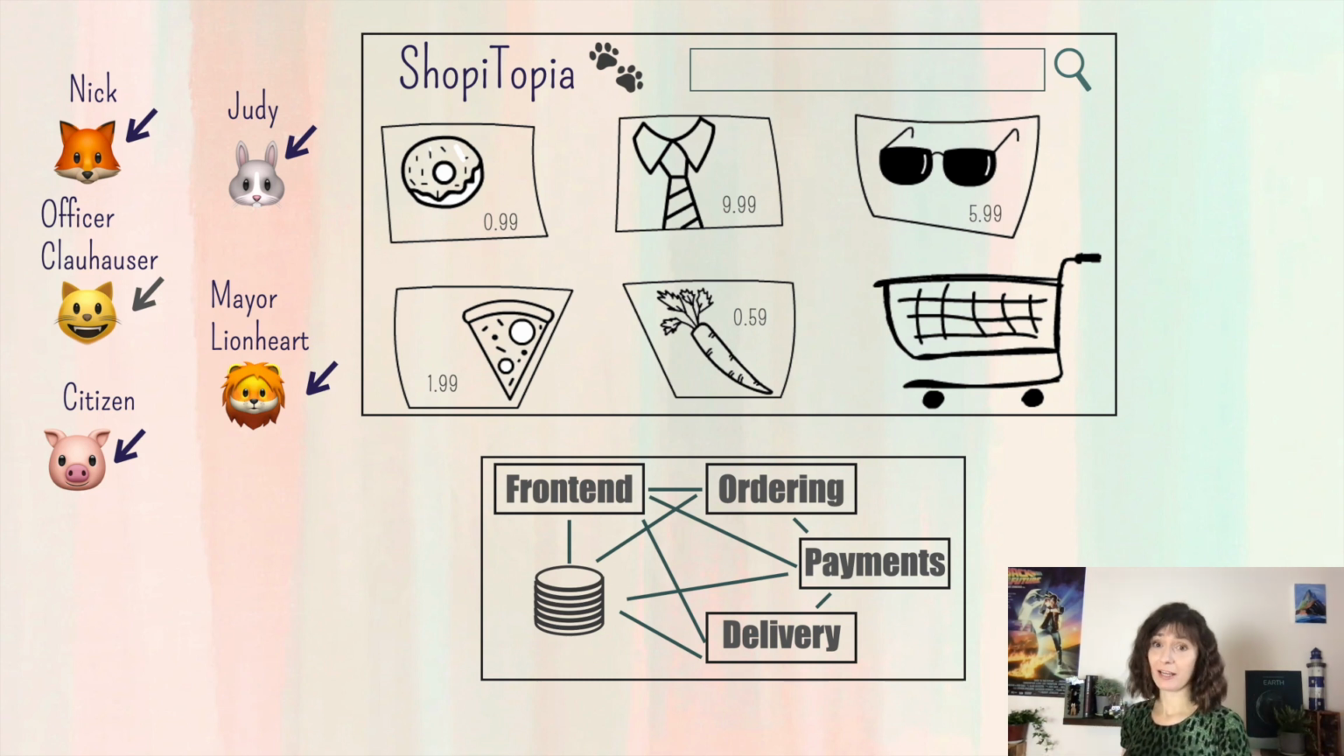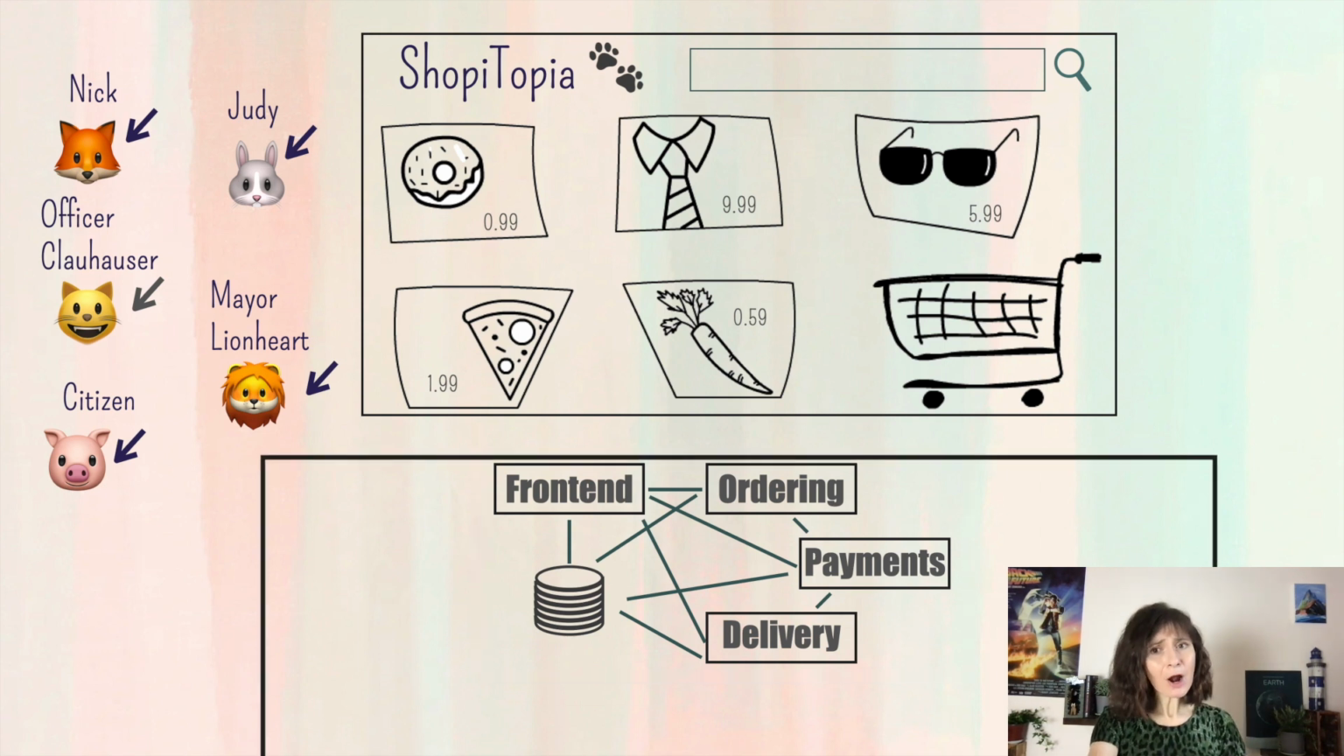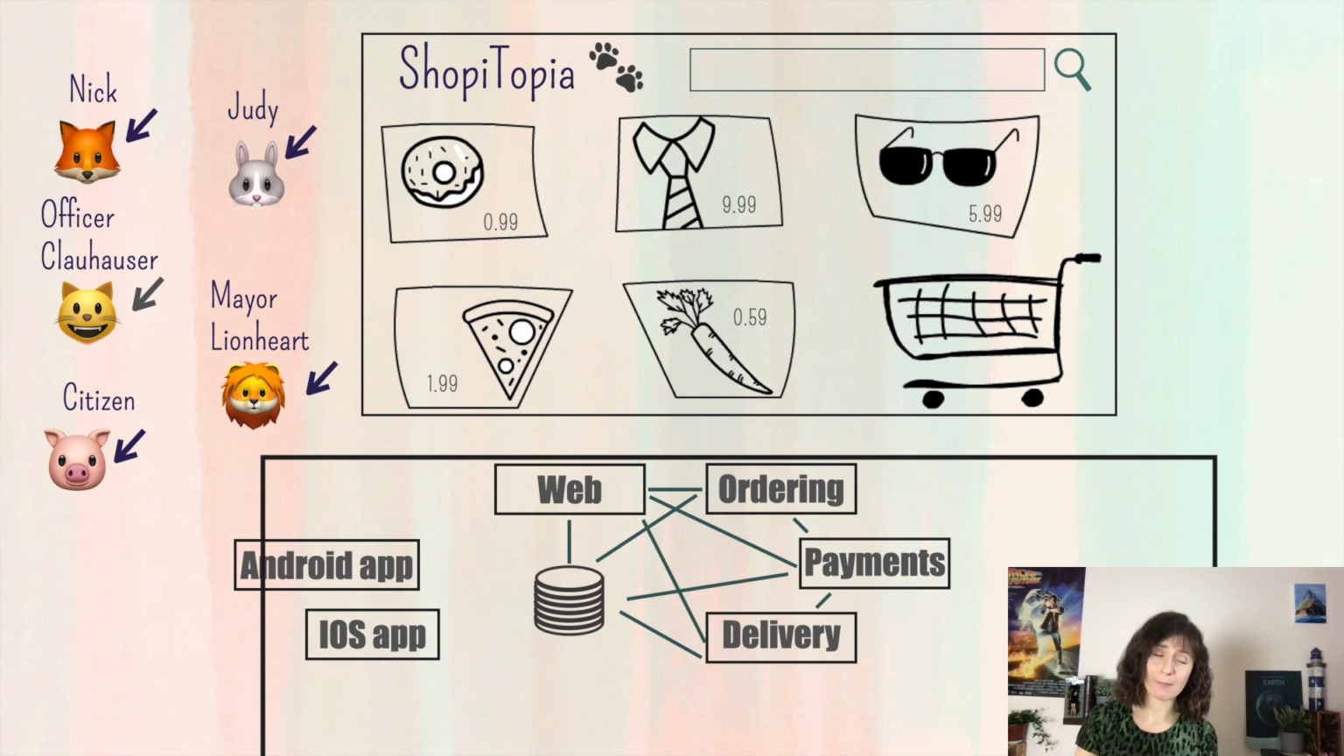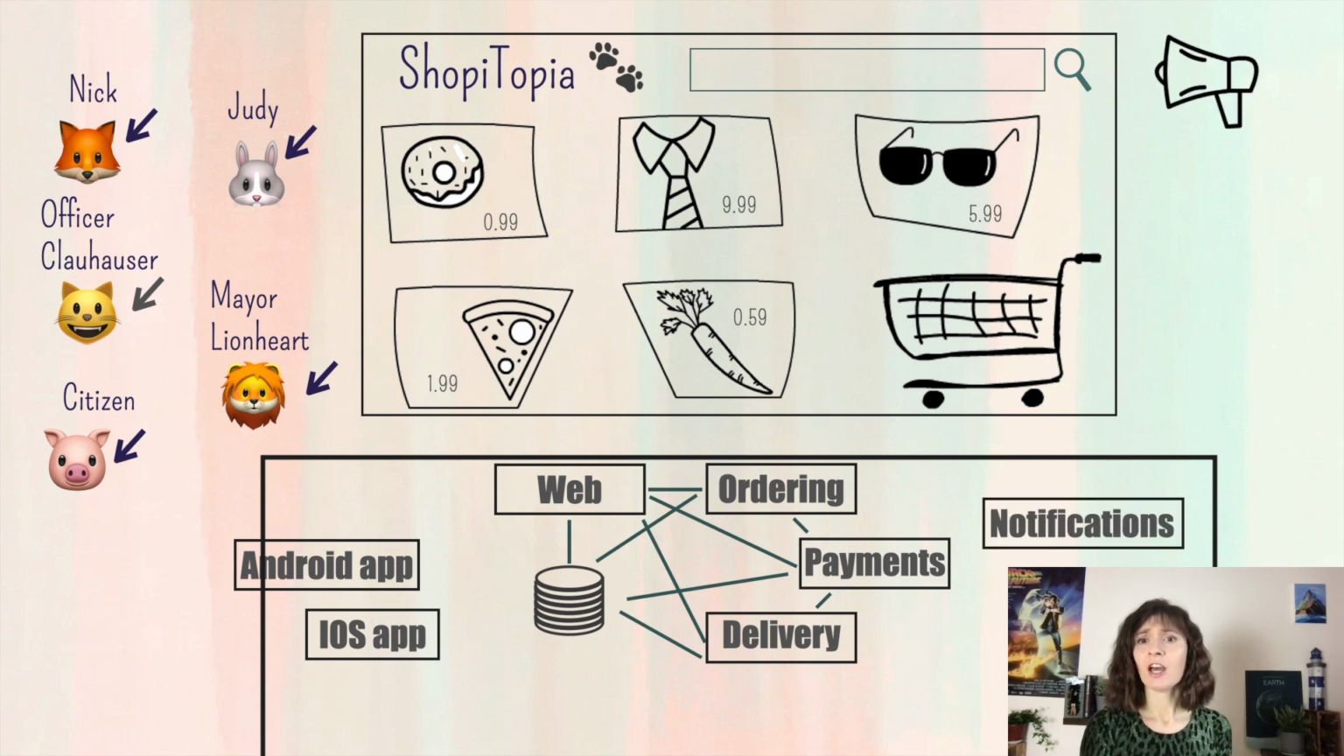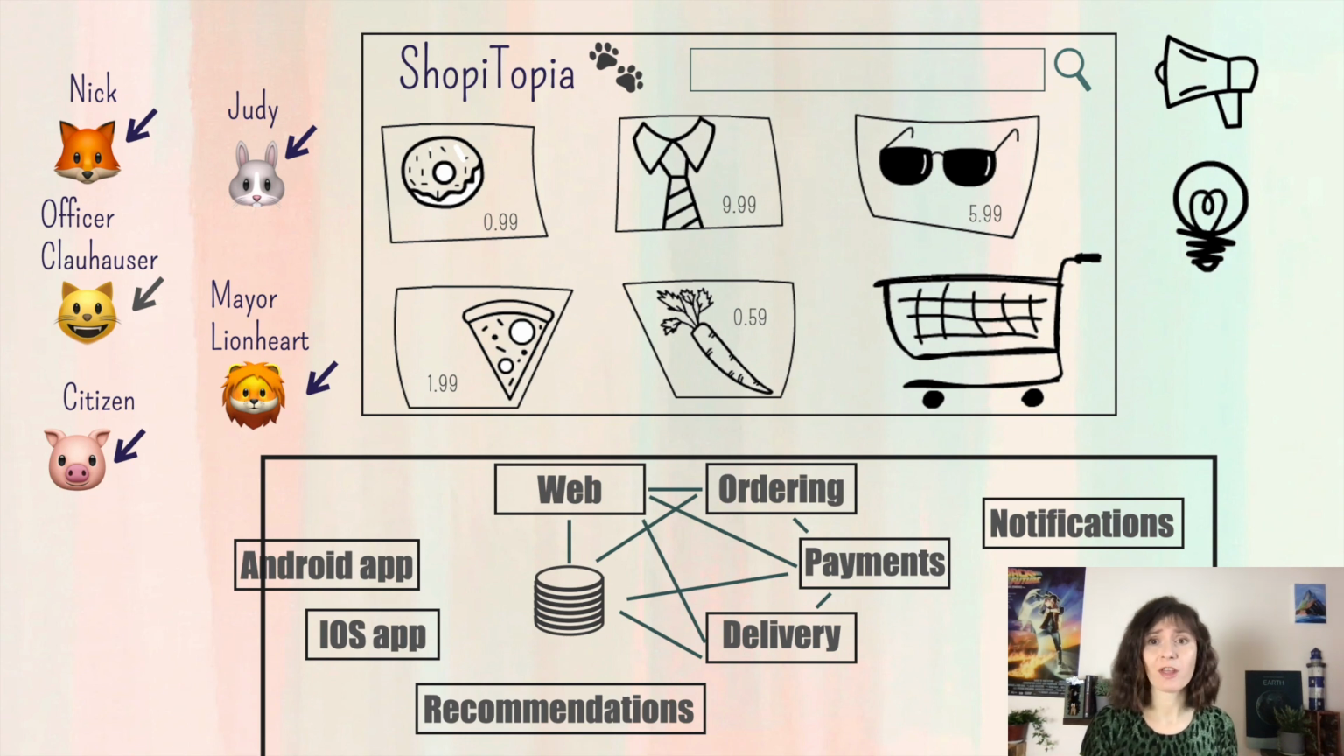And this might work at start when we still have a small number of users and a limited amount of functionality. But once we start scaling, once we have more customers and a wider variety of products, once we offer more services for our clients, the number of modules and their complexity will increase. We will probably introduce multiple front-end interfaces: web, Android and iOS app. For user convenience, we also want to add a notification system, a recommendation engine, and tracking of the parcel so that they can follow the delivery till their door.